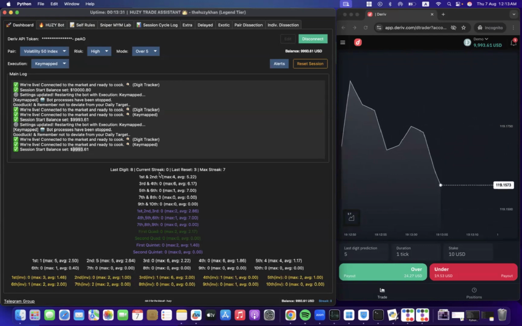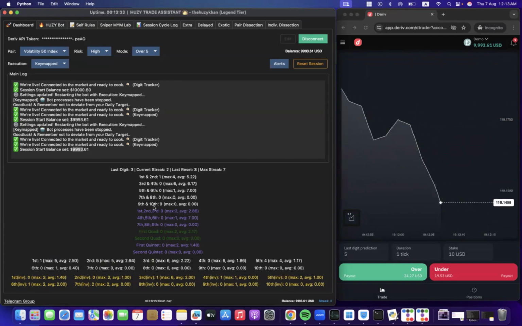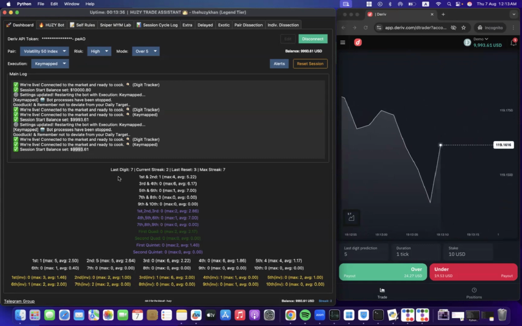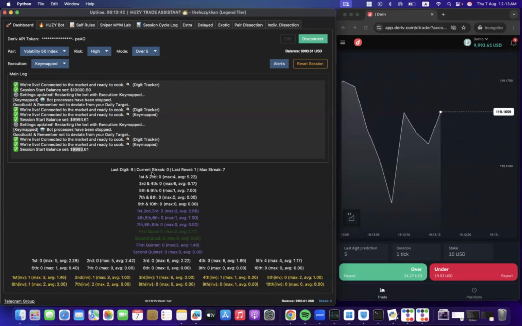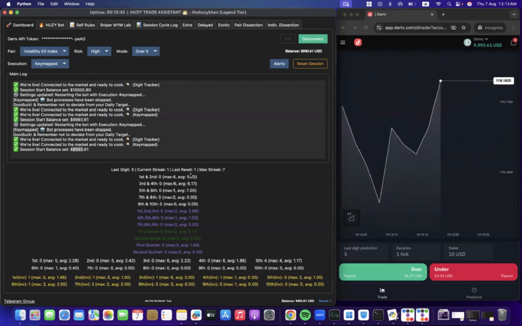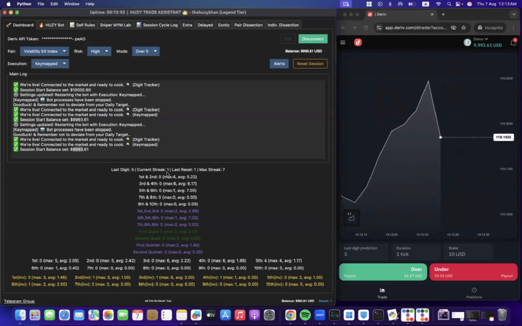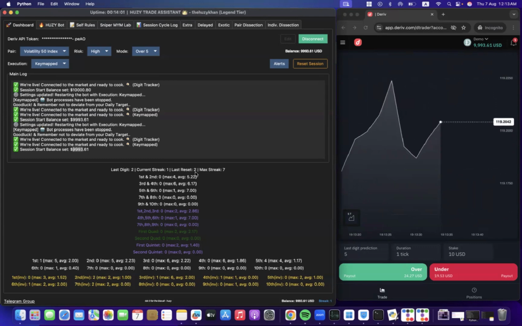So we're going to talk about these as well. But first of all, I hope the concept of what the last digit means is clear. Current streak, how it works, I hope that's clear. And last reset is going to tell you what was the last value of the current streak when it reset to zero. Like this is one right now. So you see, it became one. So we're going to wait for it to go to a higher value. Now, if it would have reset over here, you see, now it's two.